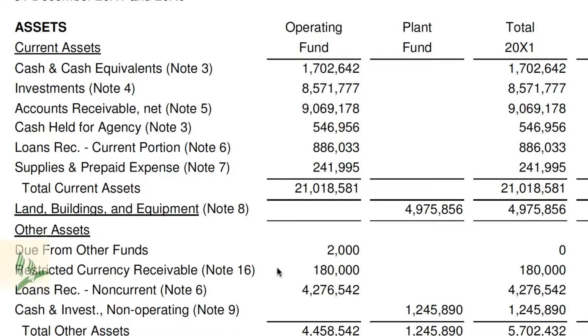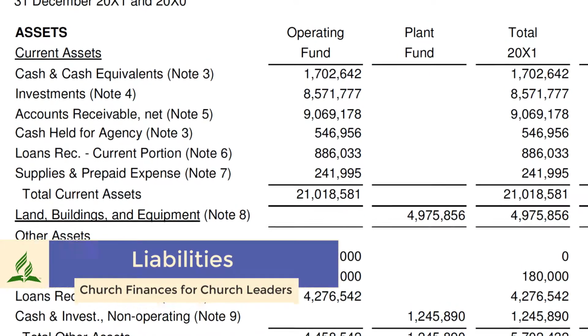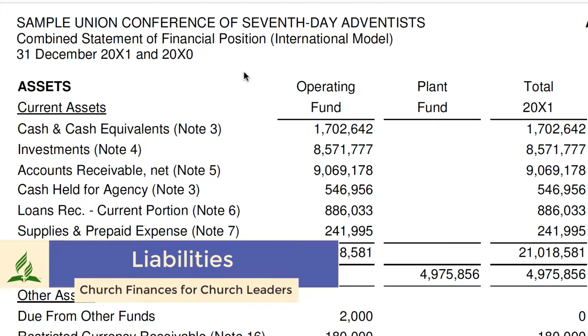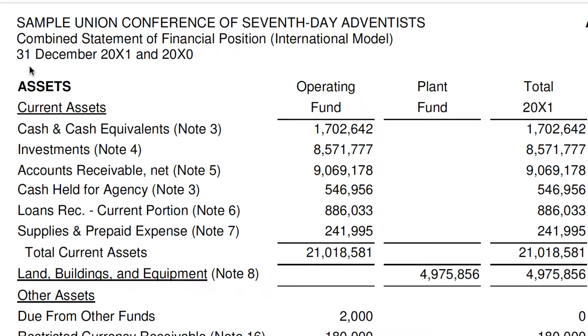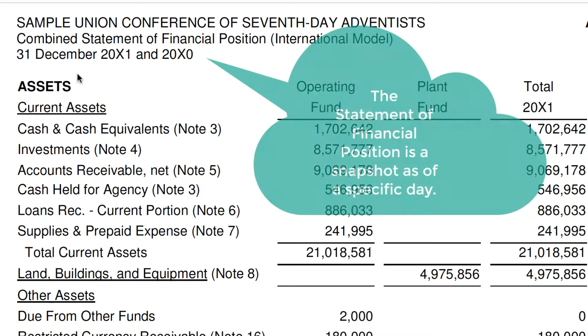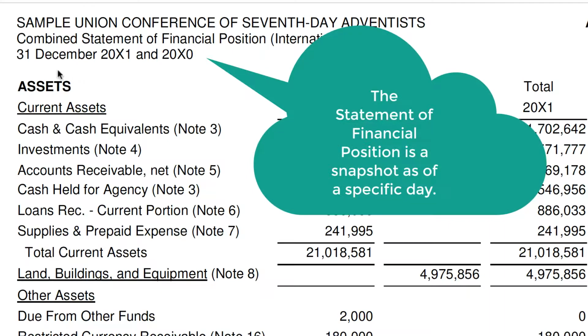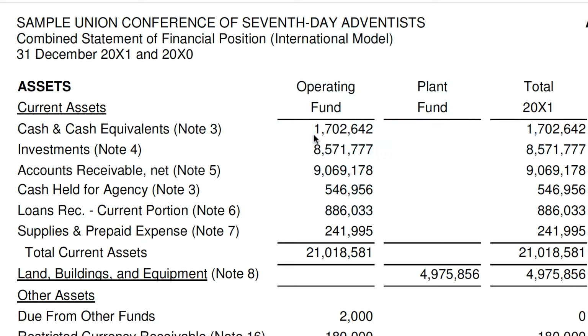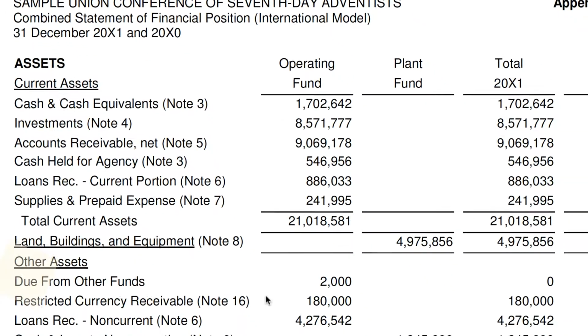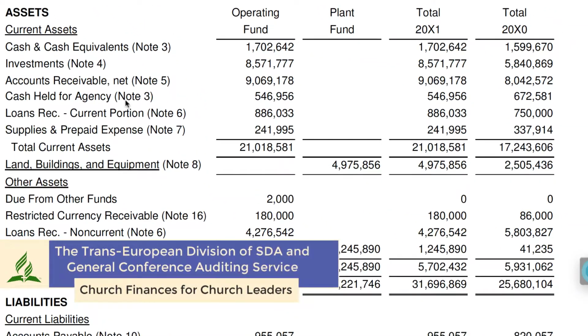We saw in previous videos that the combined statement of financial position was about a point in time. So at the end of the year, the 31st of December, this is the organization's assets. Also in previous videos, we saw that the assets were things that the organization owned, and that there are different elements of measurement done with each asset.